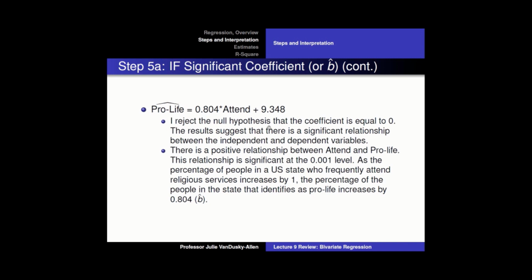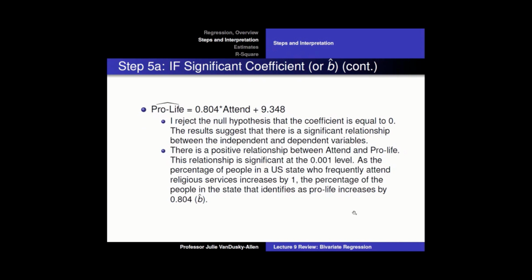I reject the null hypothesis that the coefficient is equal to 0. The results suggest that there's a significant relationship between the independent and dependent variables. There's a positive relationship between attend and pro-life. This relationship is significant at the 0.001 level. As the percentage of people in a U.S. state who frequently attend religious services increases by 1, the percentage of the people in the state that identifies as pro-life increases by 0.804, which is b hat.